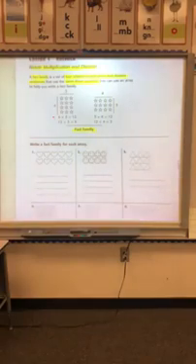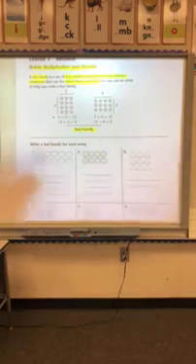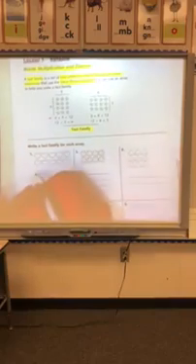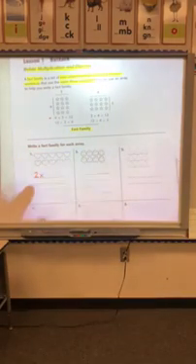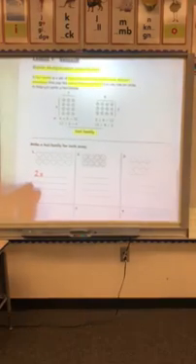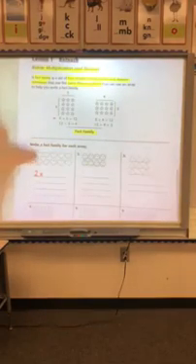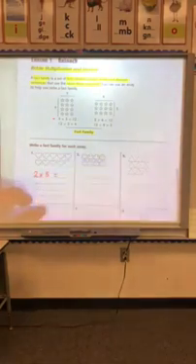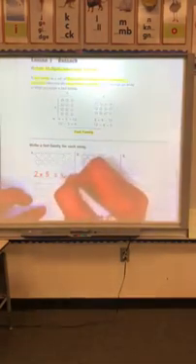Okay, so let's go to number one. So the array says A. Let's count how many. How many rows? Two. So rows, I write two. And how many columns? Five. So two times five equals what? This one's up to you.